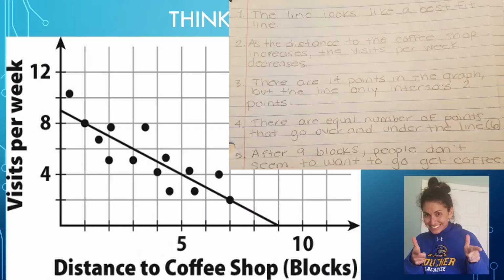Here are Jacqueline's thoughts. She thinks the line looks like a best fit line. She also noticed that as the distance to the coffee shop increases, the visits per week decreases. There are 14 points on the graph, but the line only intersects with 2 of those points, right here and right here. There are an equal number of points that go over and under the line, 6 of each. And after 9 blocks, people don't seem to want to go get coffee anymore.